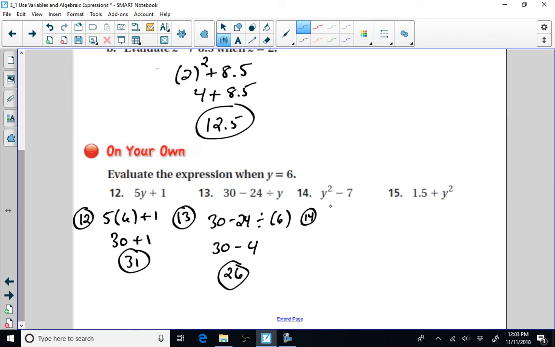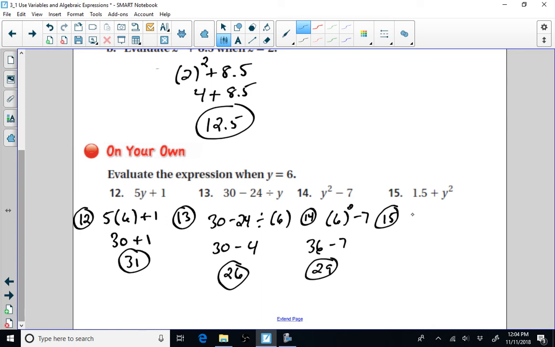Problem 14. A number y to the second power, take away 7, when y is going to be 6. So that's 6 squared minus 7. 6 squared is 36. Take away 7. That's going to be 29 for number 14.